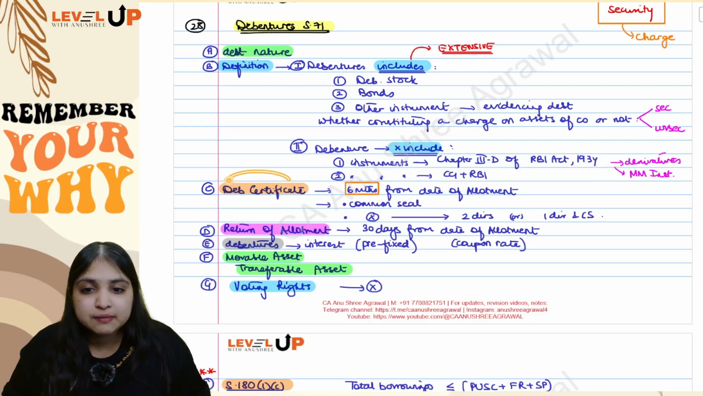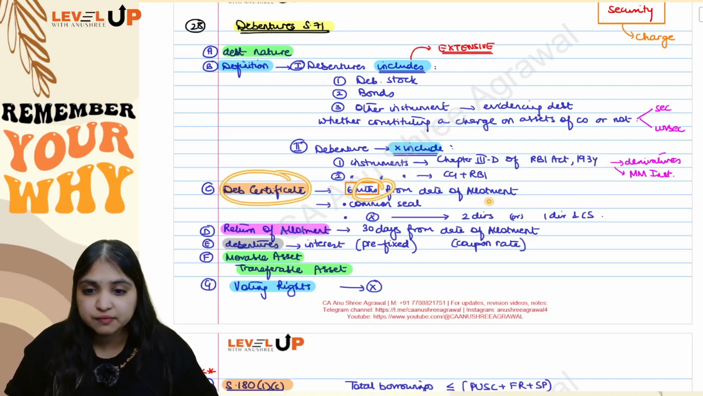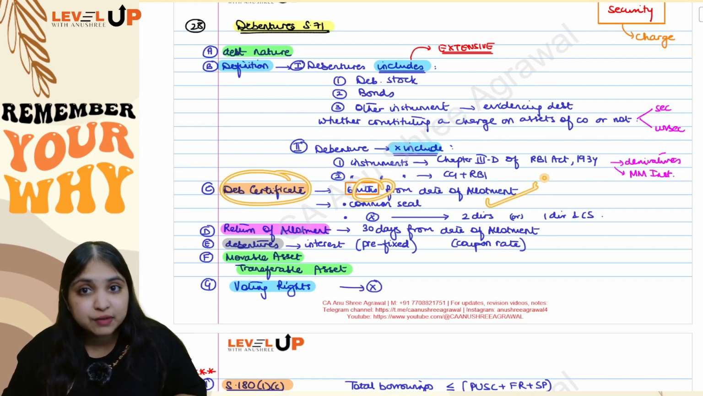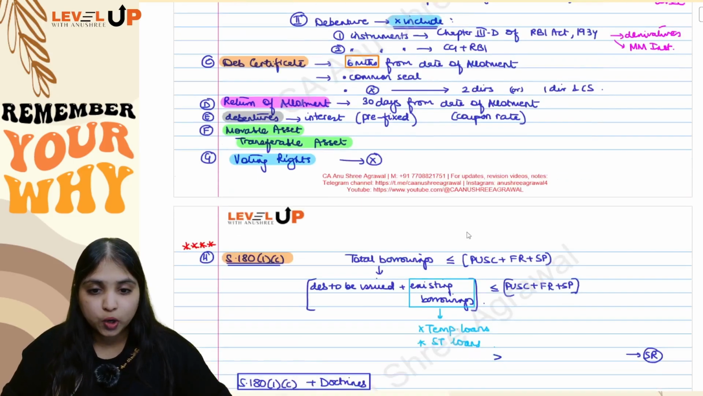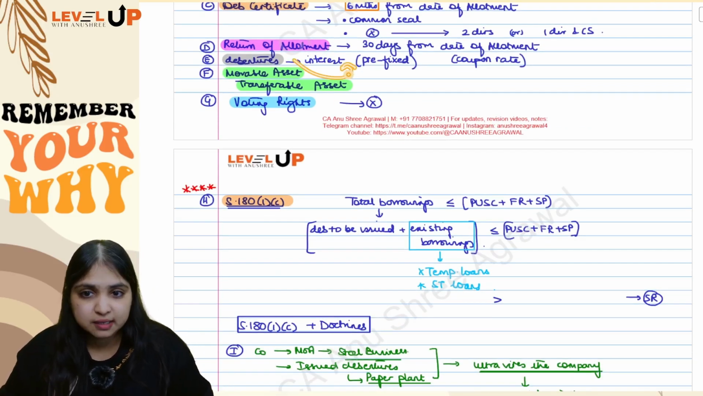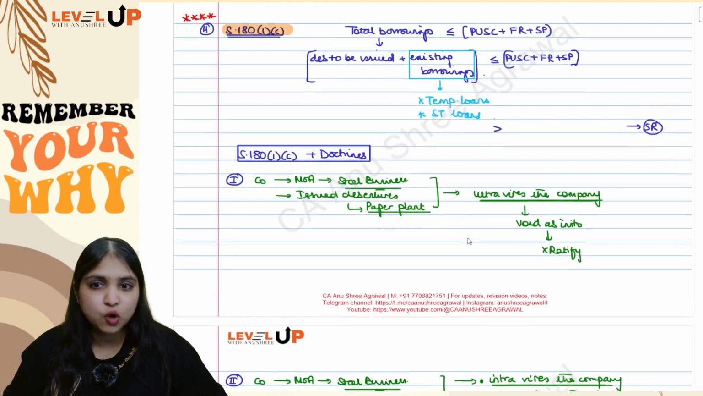Then for debentures, the company will have to issue a debenture certificate within 6 months. This point we already know. Like shares, even over here in debentures also, the company has to file a return of allotment within 30 days from allotment. Then debentures will carry a prefixed interest rate. They are movable, they are transferable, and they will not have voting right.